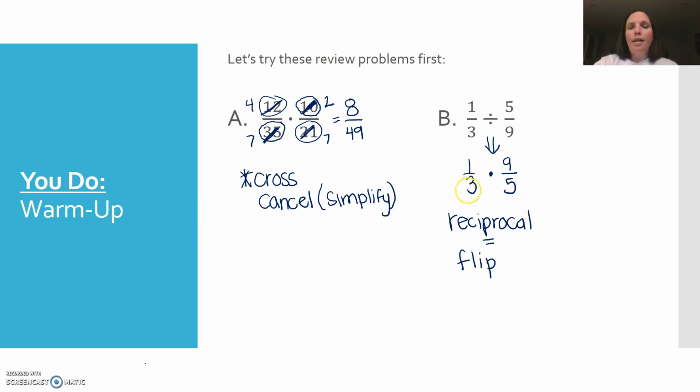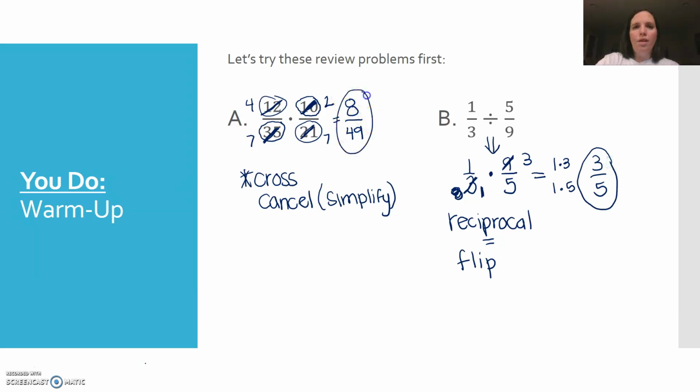So I then have a multiplication problem that I can do my cross canceling. 3 and 9 can both be divided by 3, so that would be a 1, and that would be a 3. Now I multiply numerators. 1 times 3 is 3, and denominators, 1 times 5 is 5, so my answer is 3/5. So just a couple of reminders, tips, because these are the skills we're going to be using throughout this video.